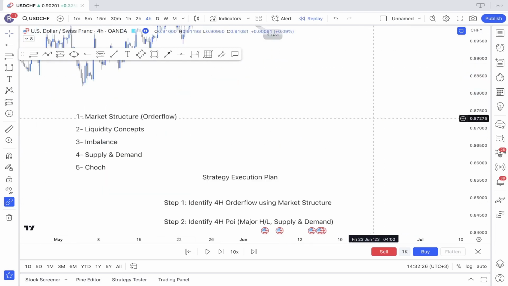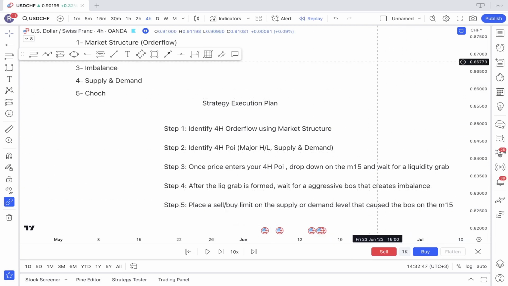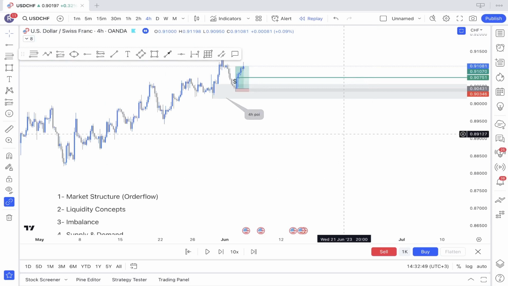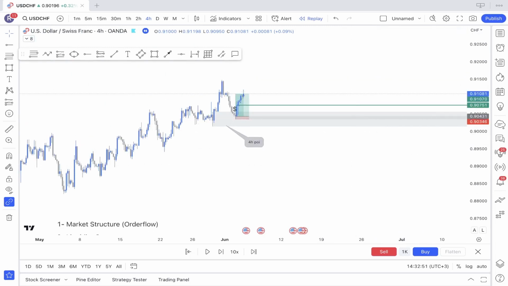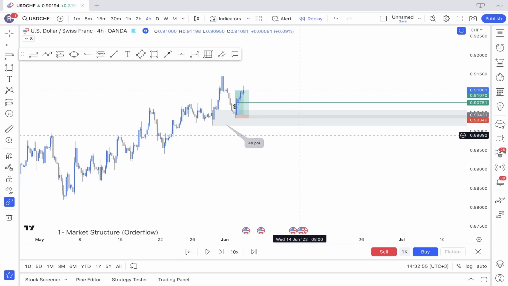After that, we then waited for price to enter our 4-hour point of interest, and then we dropped down on the M15 and we waited for a liquidity grab. We had the liquidity grab. After that, we had an aggressive break of structure to the upside that also created imbalance. And after that, we placed a buy limit on the demand level that caused the break of structure on the M15. Okay, and that was our complete plan. And as you can see, it was a wonderful trade that played out very, very nicely.